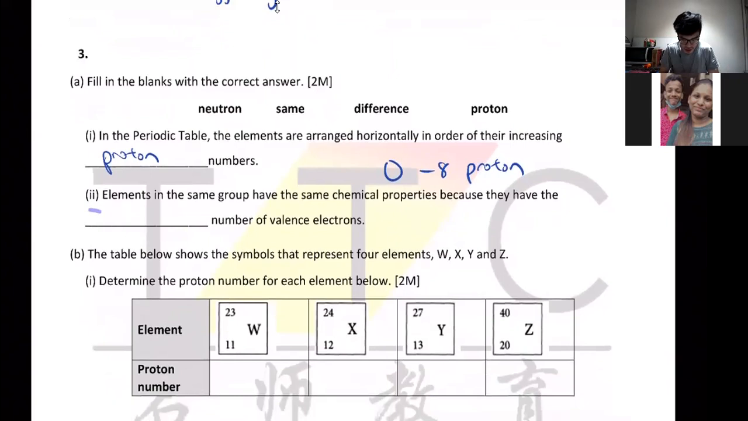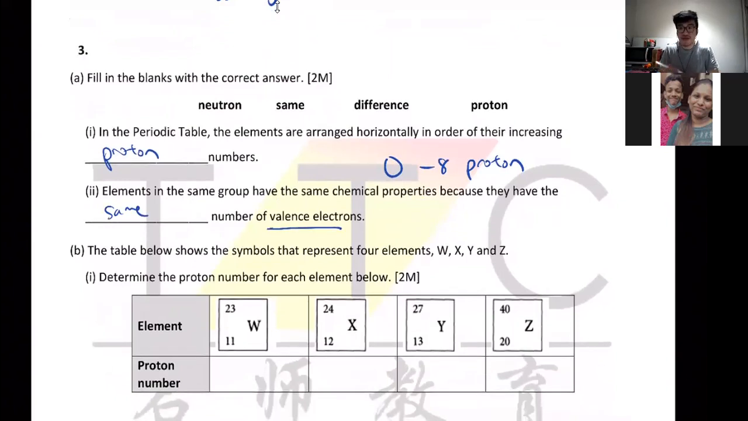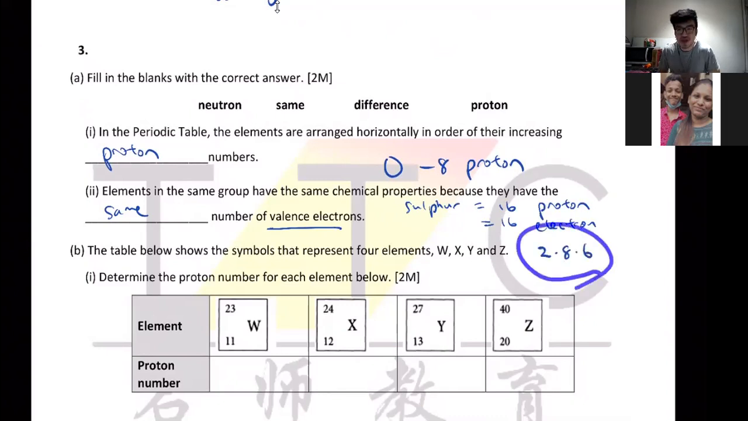So number 2, elements in the same group have the same chemical properties because they have the same number of valence electrons. Okay, so what is valence electron? Let me repeat this again. That's the electron at the outermost shell. Okay, if you still remember, sulfur is 16 proton. Okay, 16 protons means 16 electrons, because proton and electron are the same. And in this chapter, we don't write 16. We write 2.8.6. Why? Because this is how they are arranged.